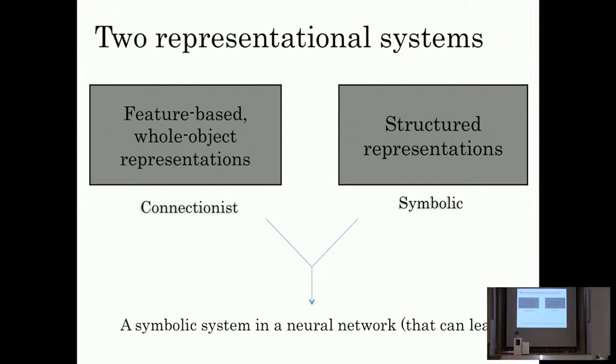That means that we want to have a hybrid. We want to have the benefits of a connectionist system, so something that can learn, but we need the representational power of a symbolic system. So we need to be able to get from feature-based whole object representations to symbols or component parts that we can put together. So the learning I'll talk about in the second part of the talk.